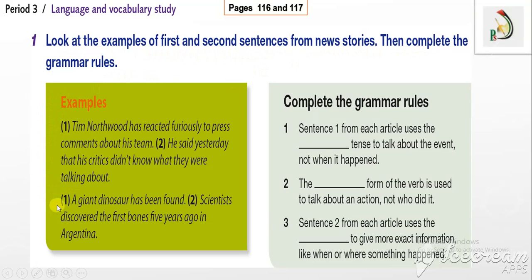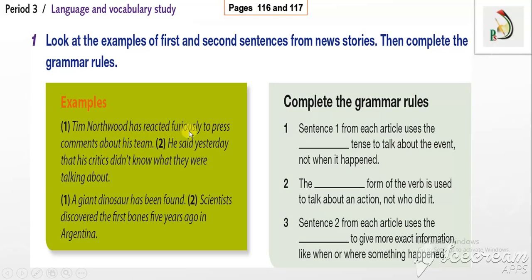These two examples have been taken from period number 2. So this is about Tim Northwood and this is about the dinosaur. This dinosaur has been found in Argentina, and Tim Northwood is the Manchester team manager, and let's read about them. Tim Northwood has reacted furiously to press comments about his team. I read again. Tim Northwood has reacted furiously to press comments about his team.